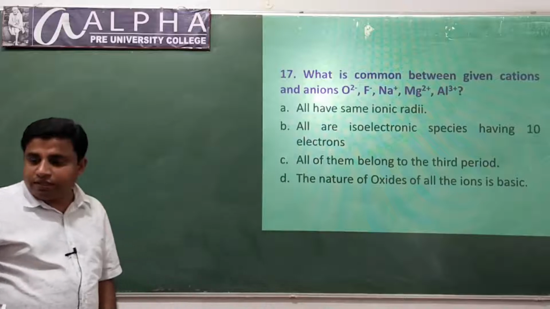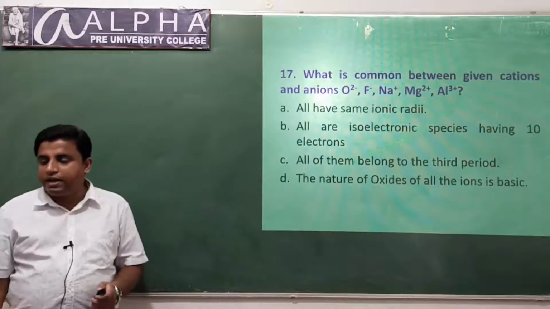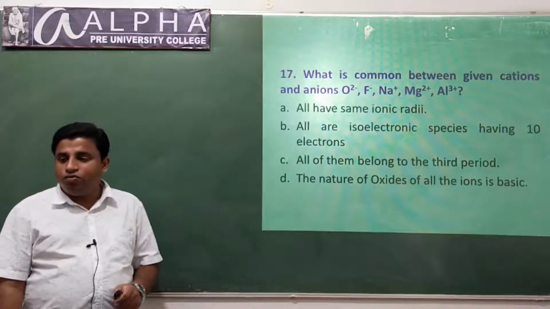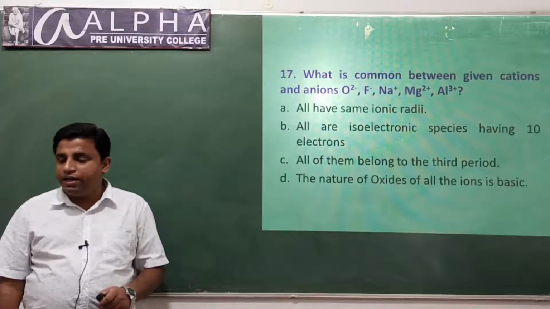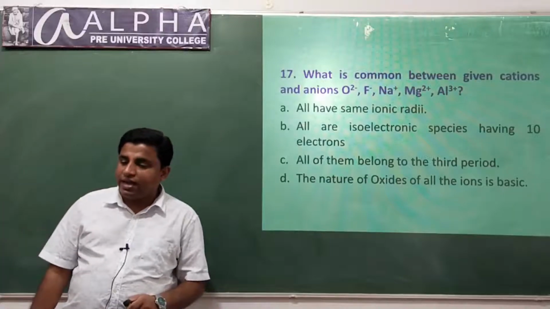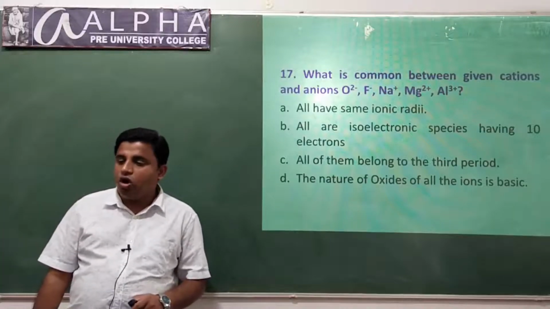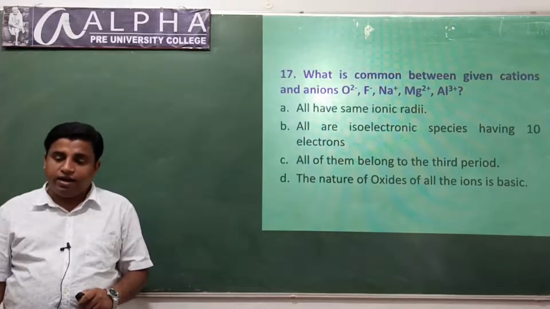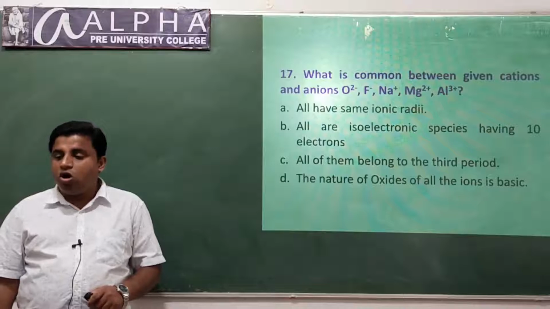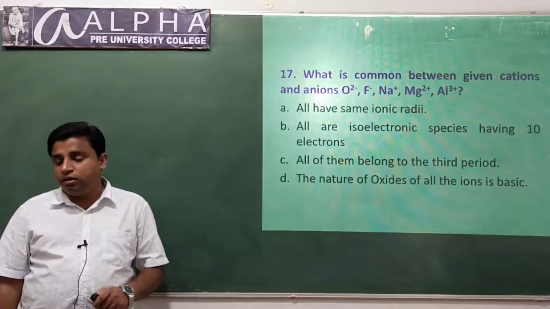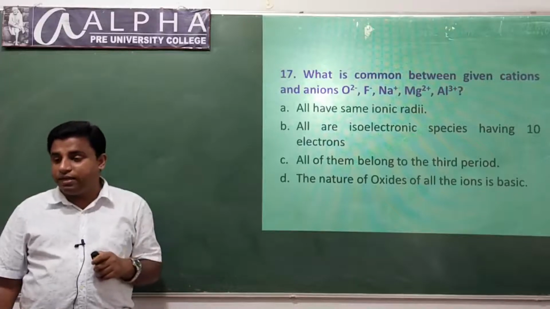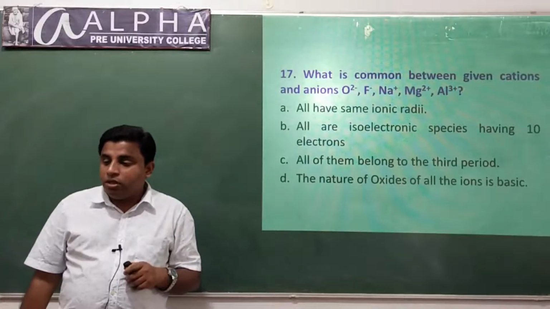The question says, what is common between the cations and anions? We have oxide ion, fluoride, sodium ion, magnesium ion and aluminium ion. So what is common between the given cations and anions? They all have the same ionic radii? Definitely no. All are isoelectronic species having 10 electrons. All of them belong to the third period. All the oxides of all the ions are basic? No. So what is it?